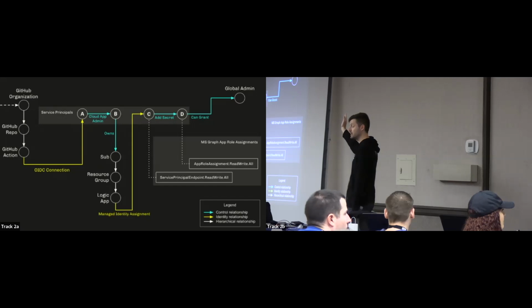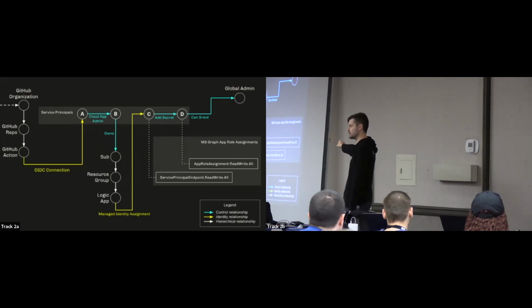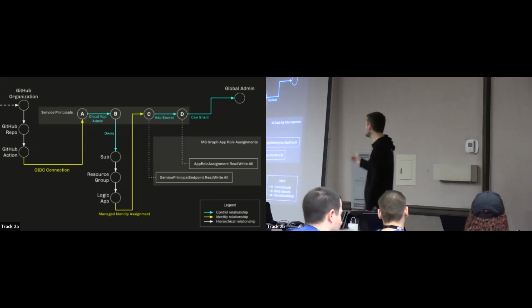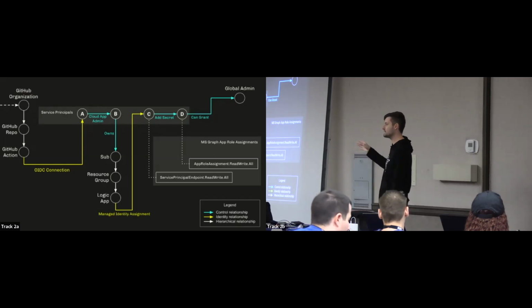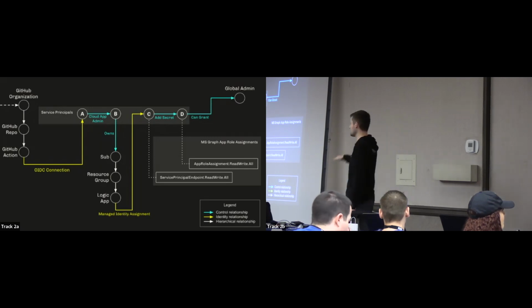Is anybody in here familiar with MS Graph? A few people. Okay. Did you know that the ServicePrincipalEndpoint.ReadWrite.All app role lets you create credentials for any other service principal? It does. So because service principal C has that MS Graph app role assignment, it can create a secret for any other service principal, including service principal D.